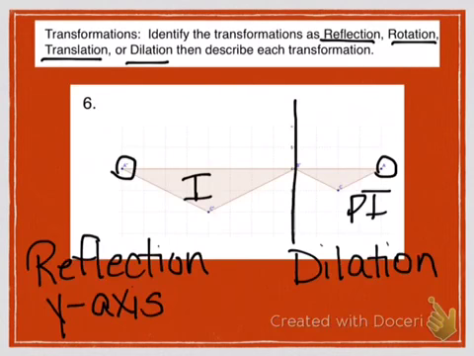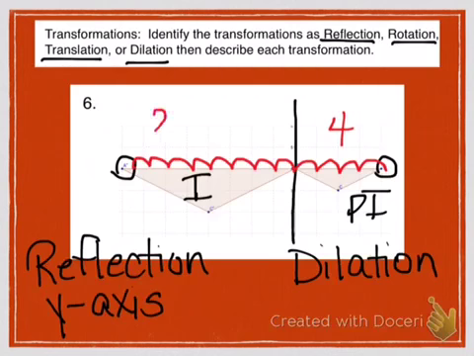And I've also got to describe the scale factor. So if I get my scale factor, I measure a horizontal side. 1, 2, 3, 4. And I do the same thing for my image. 1, 2, 3, 4, 5, 6, 7, 8. So I need to find my scale factor.